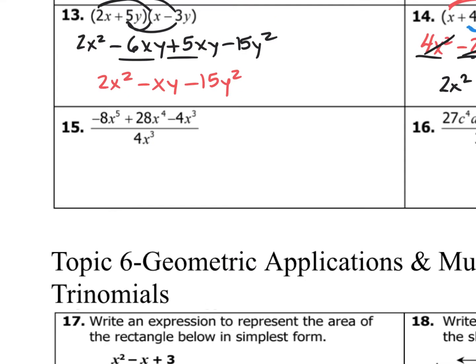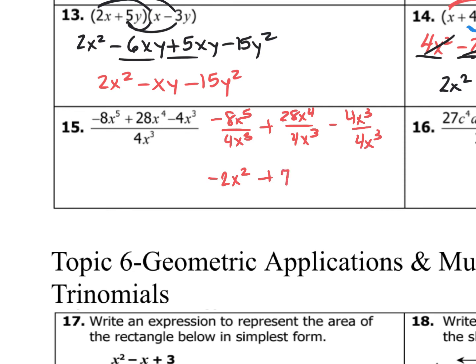Number 15, divide. And when I taught you this, I taught you to write them separately, but you can do whatever you choose here. Okay, so what I would probably do is negative 8x to the 5th divided by 4x to the 3rd plus 28x to the 4th divided by 4x to the 3rd minus 4x to the 3rd divided by 4x to the 3rd. All right, one at a time. Coefficients first, subtract the exponents. Negative 8 divided by 4 is negative 2x squared. Plus 28 divided by 4 is 7, and x to the 1st, and 4x to the 3rd divided by 4x to the 3rd is just 1.